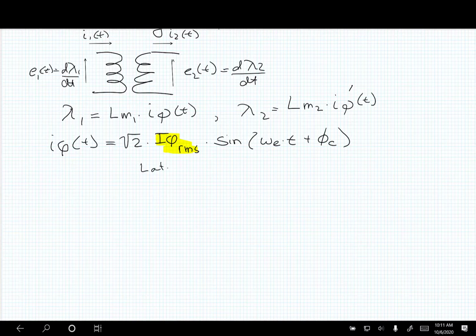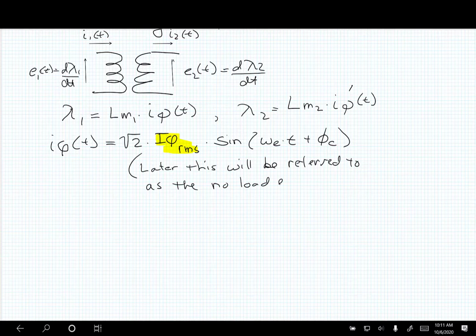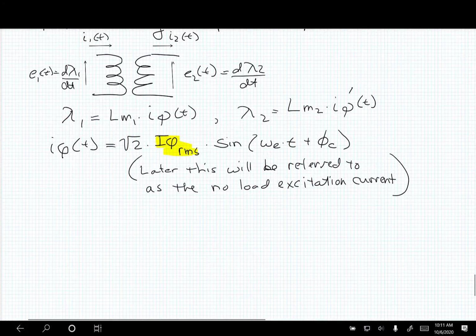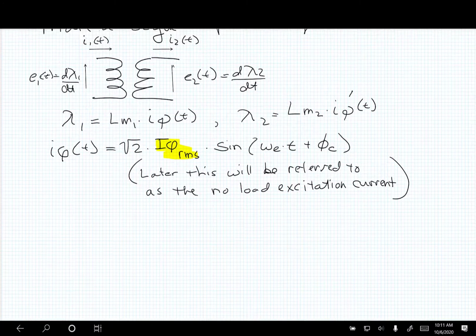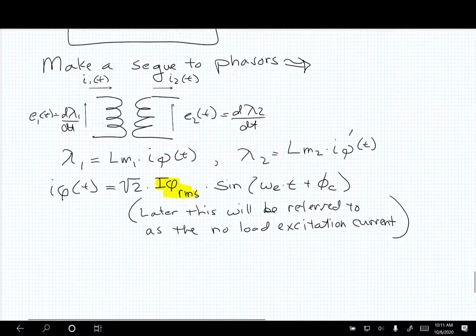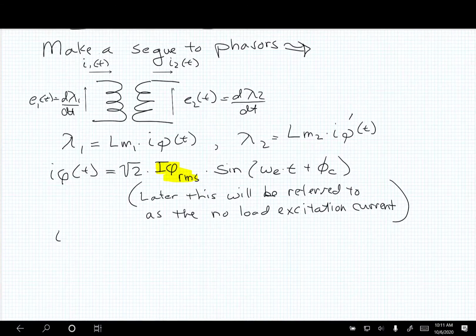Later, this will be referred to as the no load excitation current on the primary side. Now the I, recall that we defined I. What are we really doing?